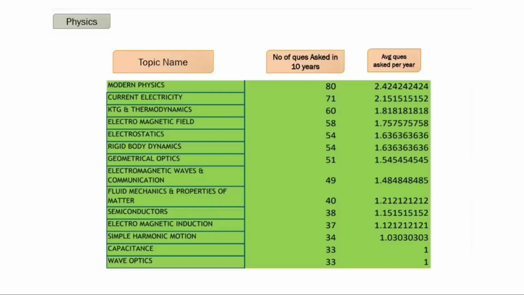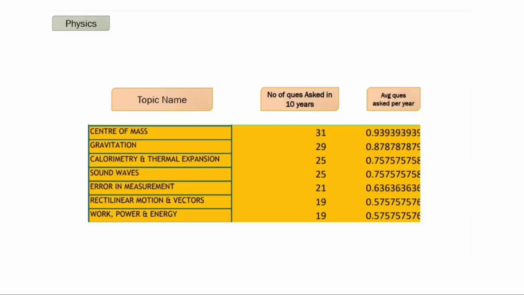You may get three questions from modern physics. Coming to the orange zone in physics: center of mass, gravitation, calorimetry and thermal expansion, sound waves, error in measurement, rectilinear motion and vectors, work power energy. From these chapters, select the ones which you feel comfortable solving during the exam.